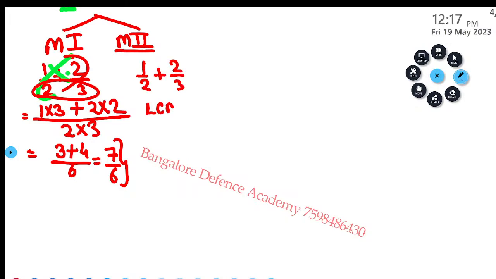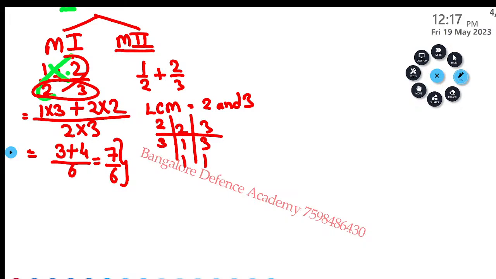So first find the LCM of 2 and 3. How to find the LCM? We have done these questions just now. Now this is 2, 1s are 2, this is 3. Now this is 1, 1. Okay. Now 3 into 2 gives me 6. So finally I get the LCM as 6.